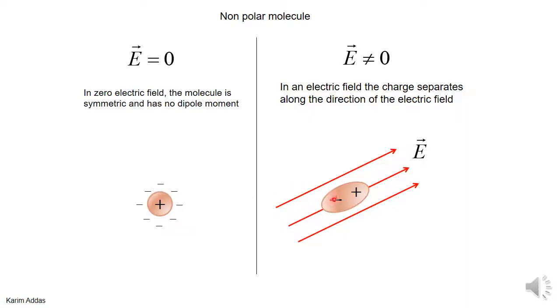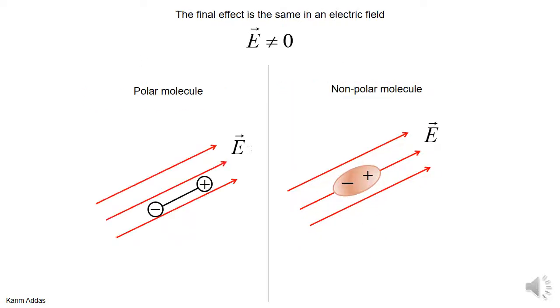Well, the negative charge can't run away and go somewhere else in space, but there's going to be some shift between the positive and negative charge. The molecule will elongate a little bit. So the positive will be a bit elongated towards the electric field, the negative charge will be a little bit elongated away from the electric field. So the effect is basically the same.